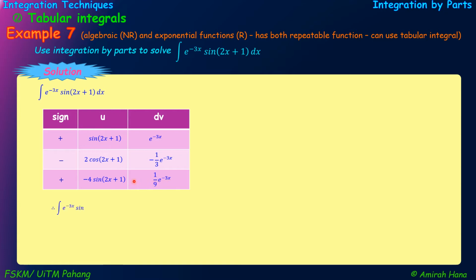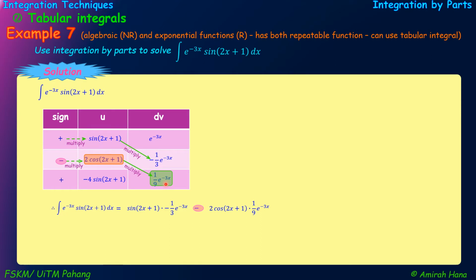Right. After that, from the given question, the integration of e to the power of negative 3x sine 2x plus 1 dx. Okay, we multiply this. So we get this. Okay, we have a positive sign and then this function. So we have a positive sign and then sine 2x plus 1 and then times negative 1 over 3 e to the power of negative 3x. Okay, and after that, we multiply this. Okay, we have a minus sign and then we need to multiply this.